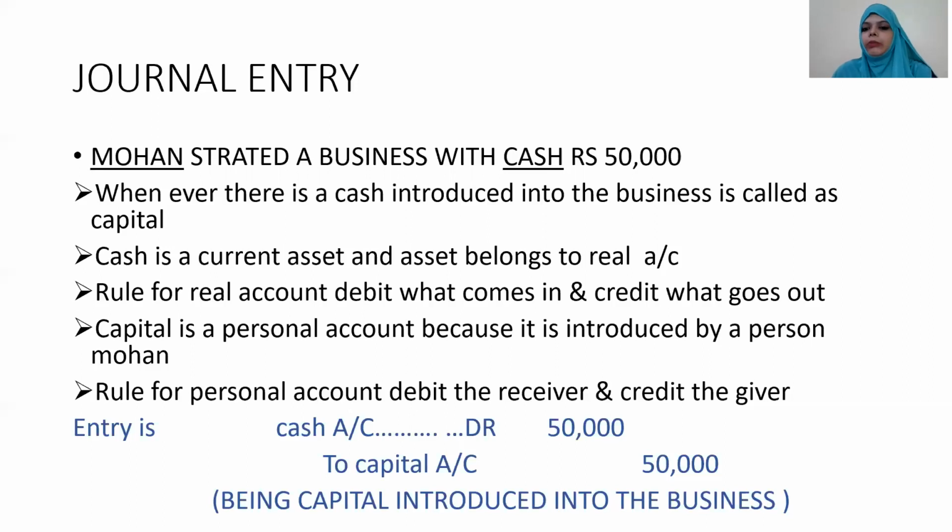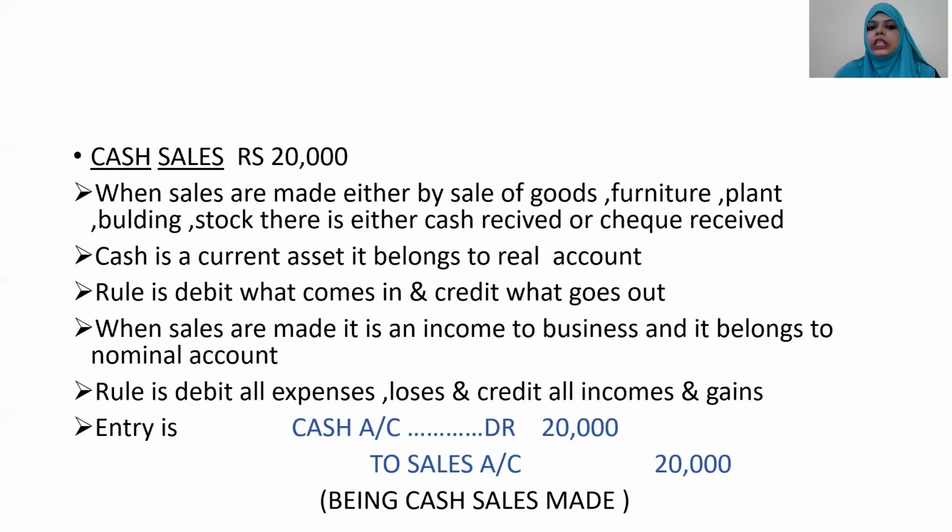For personal account, debit the receiver and credit the giver. So we have made the journal entry clearly. The next one is cash sales rupees 20,000. So obviously when sales is made, suppose when sales are made either by the sale of goods, furniture, plant and machinery, stock, there is either cash received or check received.